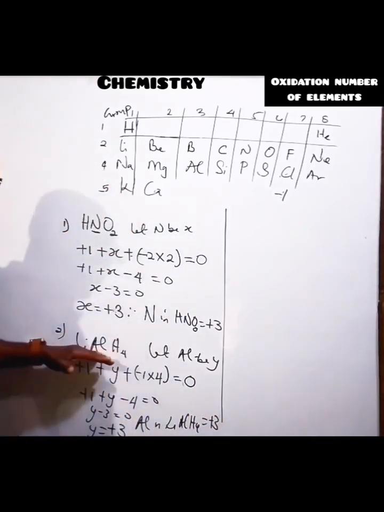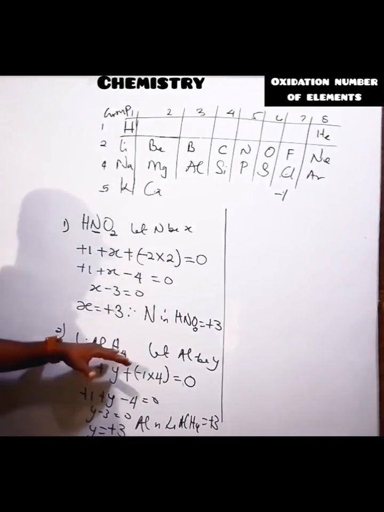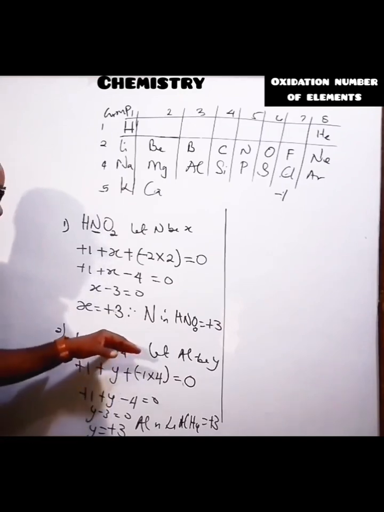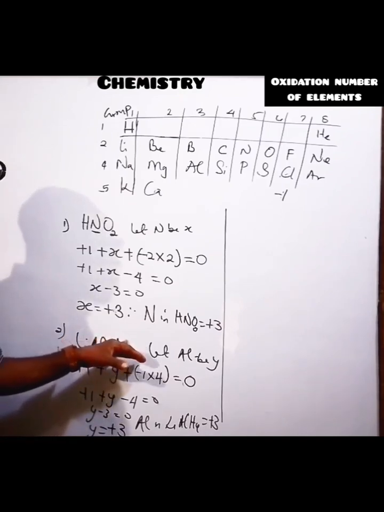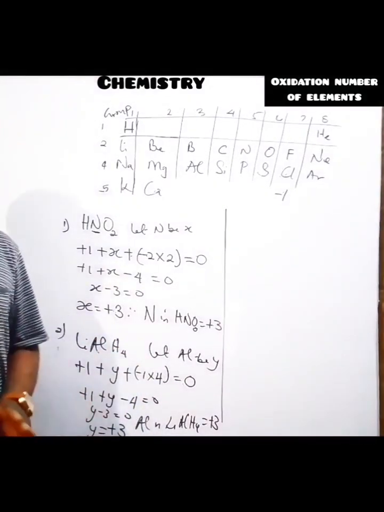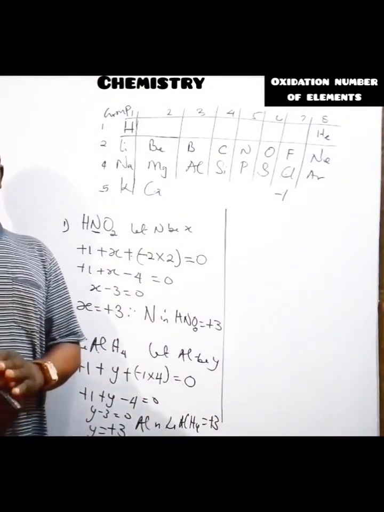What we did here is very important. You can see that this hydrogen here is combined with the metal aluminium. That is why we took the oxidation number of hydrogen here to be equal to -1, according to the rules that we have talked about earlier.